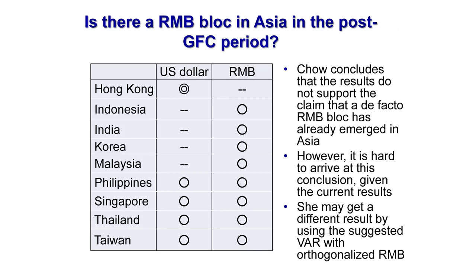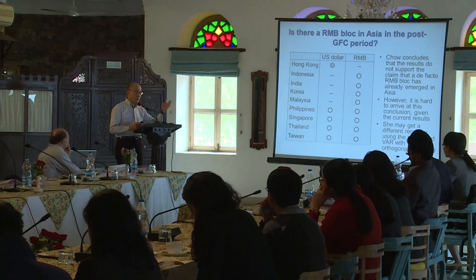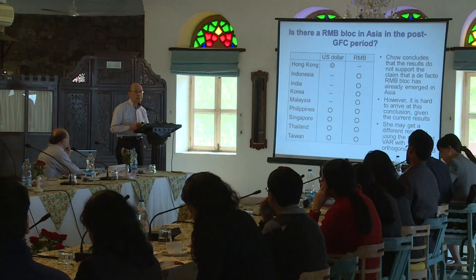Now, she comes up with the conclusion that a de facto renminbi bloc has not emerged in Asia. But I just wonder, by looking at her result, this is a post-global financial crisis period. In the case of Hong Kong, it's clear that the importance of the US dollar is there. But apart from Hong Kong, in many other currencies, the renminbi seems to be more dominant than the US dollar. So actually, I thought her finding would say that East Asia is now heading towards a renminbi bloc, and there is a strong indication there.